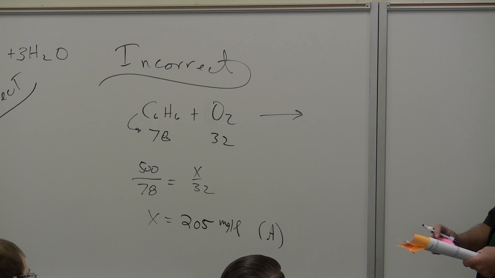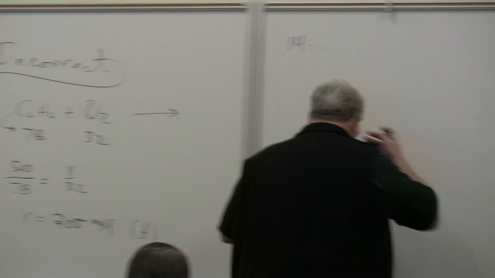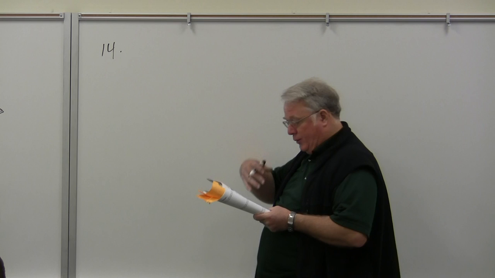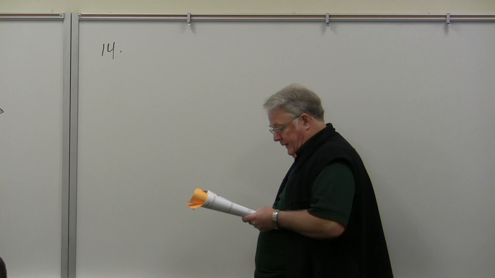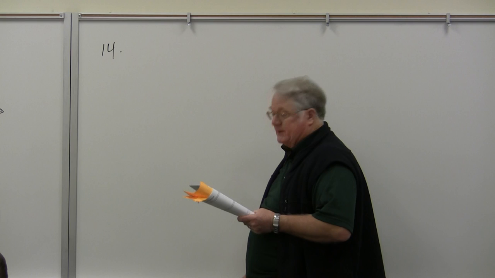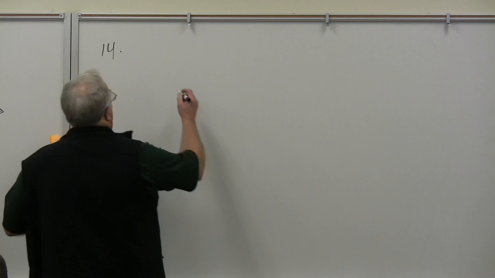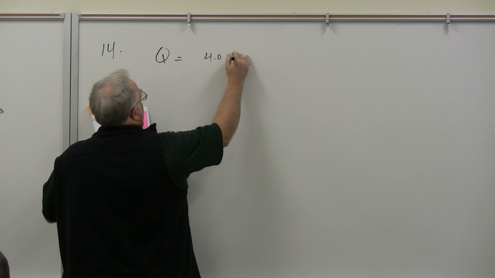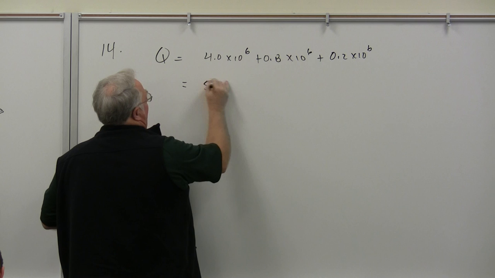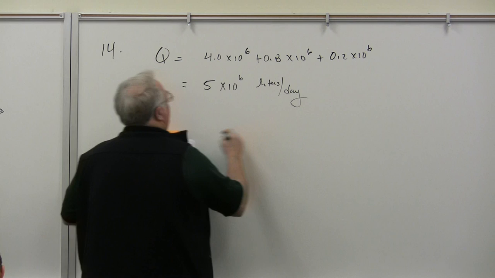Okay, number 14, right below this one, says three wastewater flows combine in a sewer, each having flows and BOD concentrations as follows. They give you three sources, three flows in liters per day, and a BOD concentration in milligrams per liter. It says if infiltration having zero BOD is 10% of the flow, the resulting BOD of the combined sewage is most nearly. Basically what we have to do here is figure out our total flows. So our flow is going to be 4 times 10 to the 6th plus 0.8 times 10 to the 6th plus 0.2 times 10 to the 6th, and that comes out to 5 times 10 to the 6th liters per day. All right, infiltration.